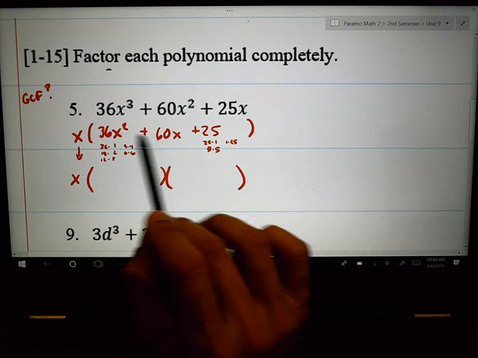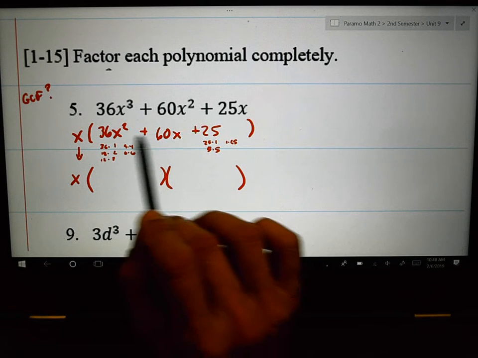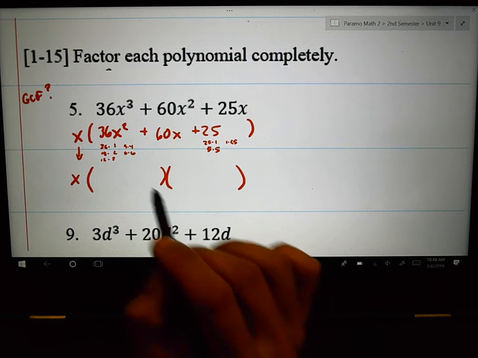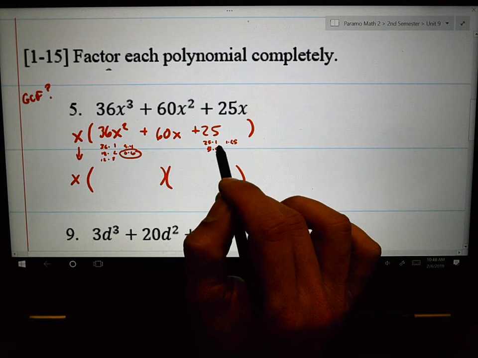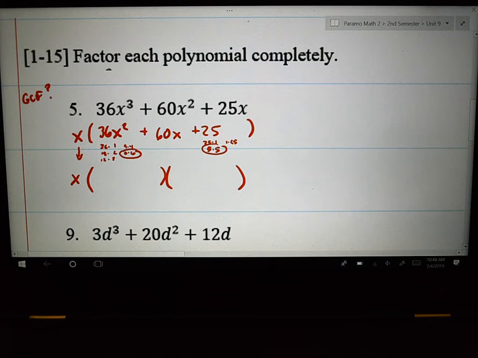This is kind of like sort of double that. So I'm just going to pick something right in the middle. I'm going to hopefully pick some numbers that are in the middle. Here's what I'm doing. I'm going to pick a 6 and a 6 and a 5 and a 5.